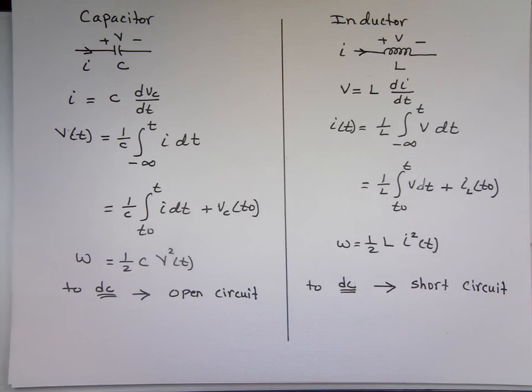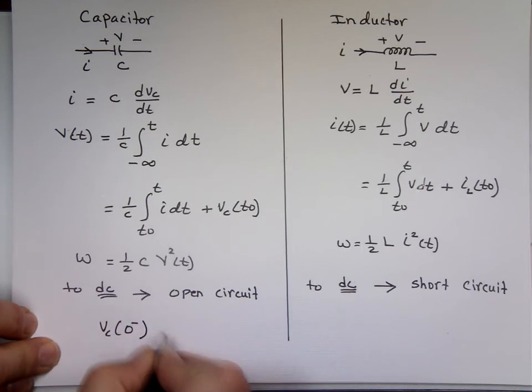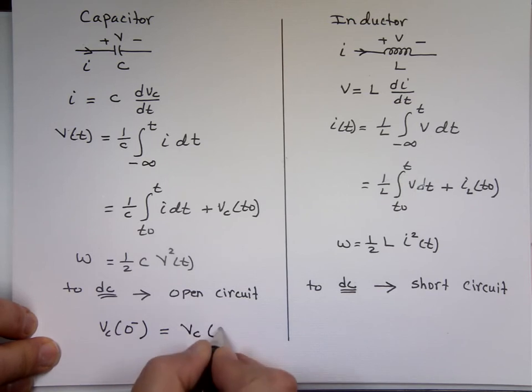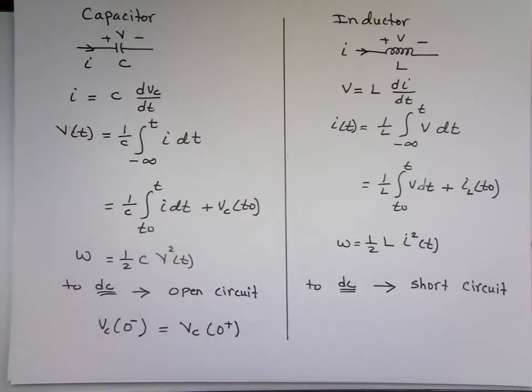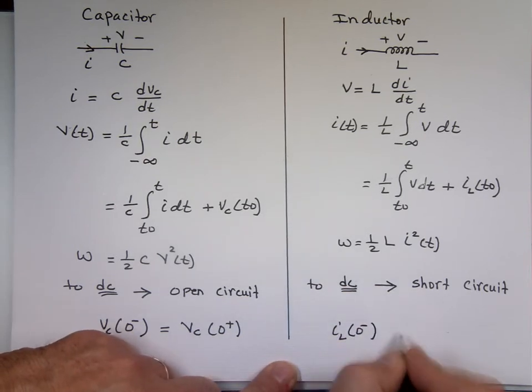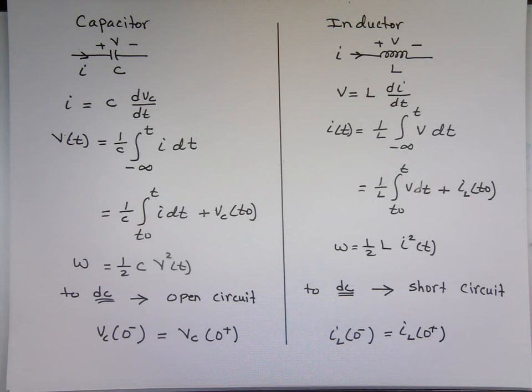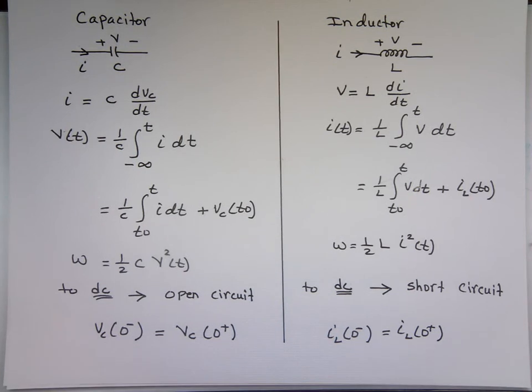And the last thing I'm going to write: the voltage across the capacitor at 0 minus is the same as the voltage across the capacitor at 0 plus. It doesn't change in 0 time. The current through the inductor at 0 minus is the same as the current through the inductor at 0 plus. So the current does not change in 0 time. Those become really important when we get to the next chapter, these last two, when we start dealing with RC, RL, RLC circuits. So they're side by side, the two of them.